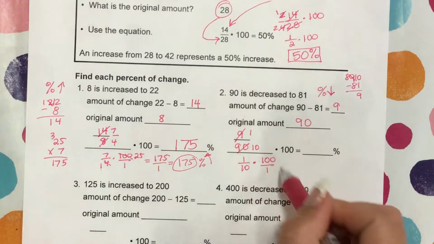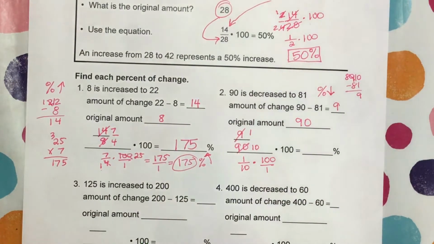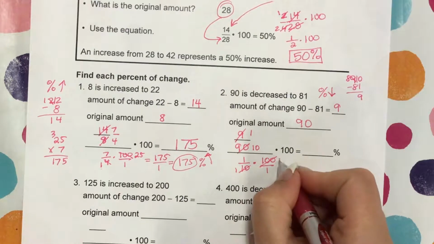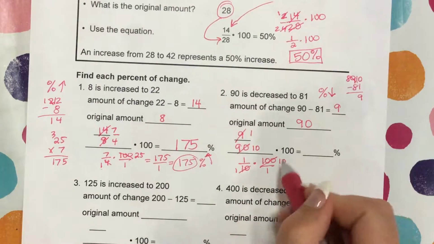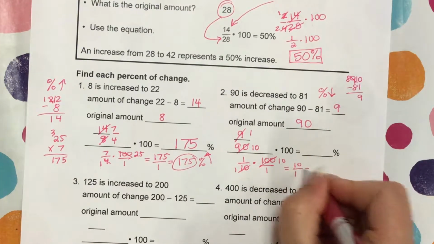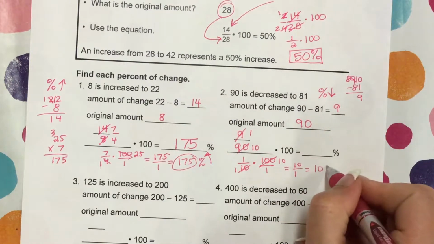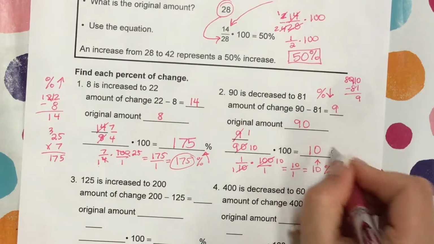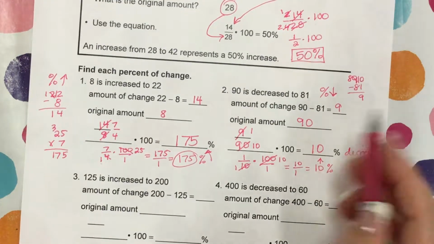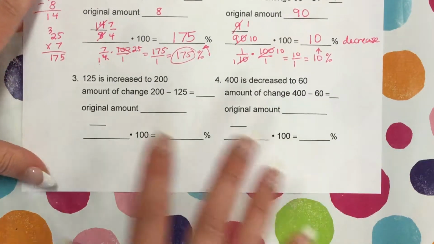Whenever I'm multiplying fractions, I look to cross cancel. And I'm looking at 10 and 100. Is there a common factor between those two? And the answer is yes. 10 goes into 10 1 time, and 10 also goes into 100 10 times. So when I multiply across, I go 1 times 10, which is 10, over 1 times 1, which is 1. 10 over 1 is the same thing as 10. So I know that the number's getting smaller. Whatever number I get, I can put a percentage on. And that's my answer. It is a 10% decrease from 90 to 81.